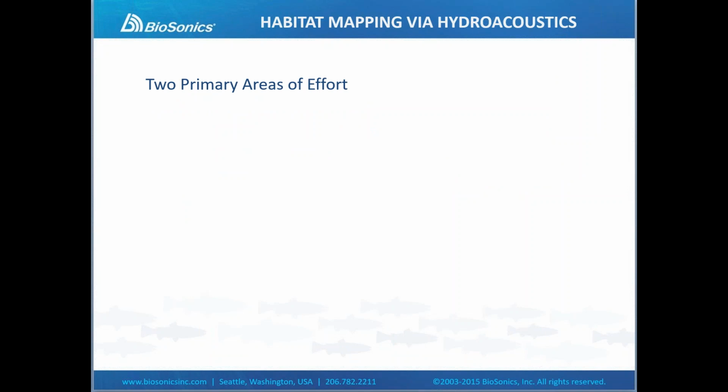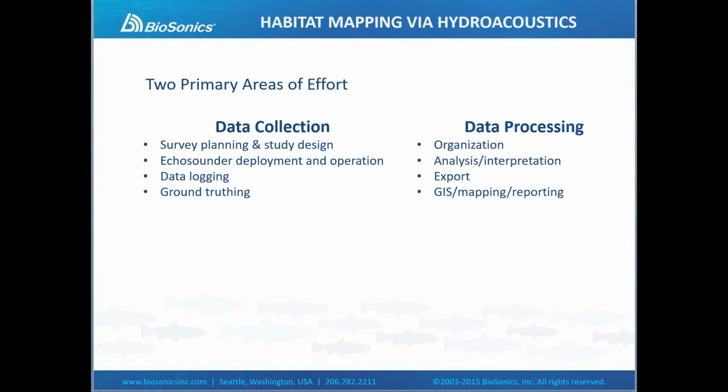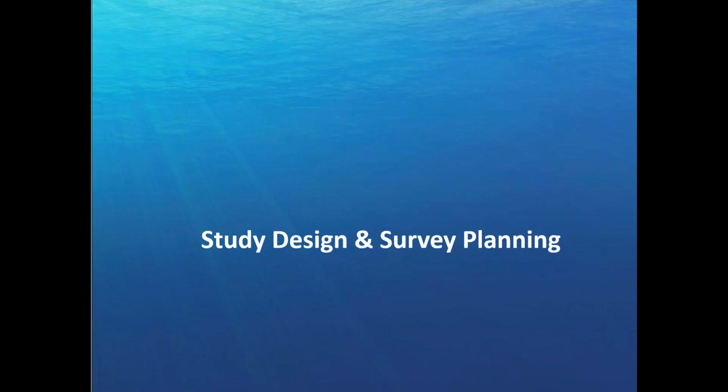If we talk about aquatic habitat mapping using hydroacoustics, there are basically two primary areas of effort. We have to collect our data. There's a series of steps there to prepare and actually collect the data. And then once we've collected all of our data, we need to obtain usable information. We do this with post-processing software, which can eventually lead to the making of a map. So let's start at the beginning.